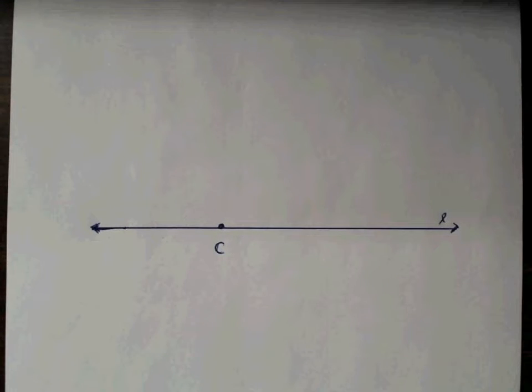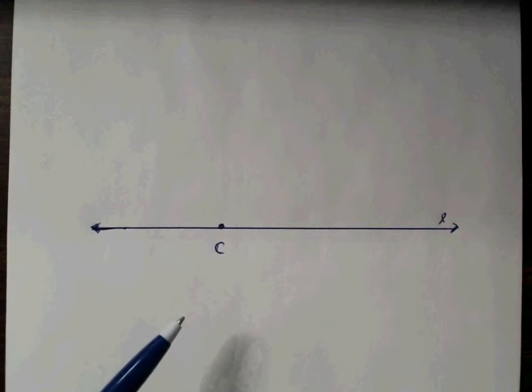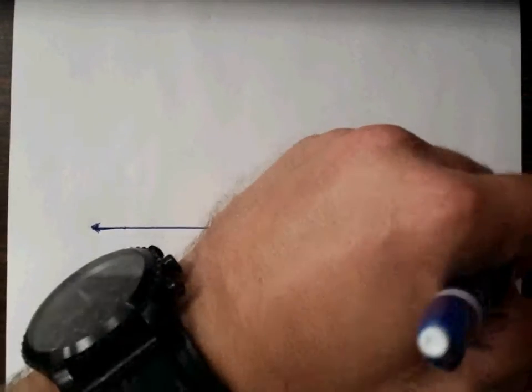So what we have here is a point on a line L. We put the arrows at the end to identify that this is a line, because we need to know that. Notice that my point C is not in the middle. Okay? This one comes from page 34 in our workbook.